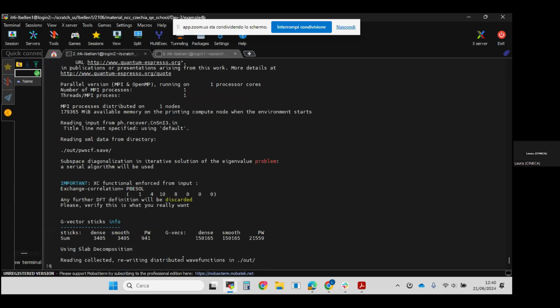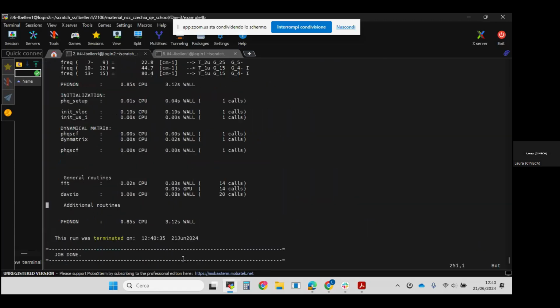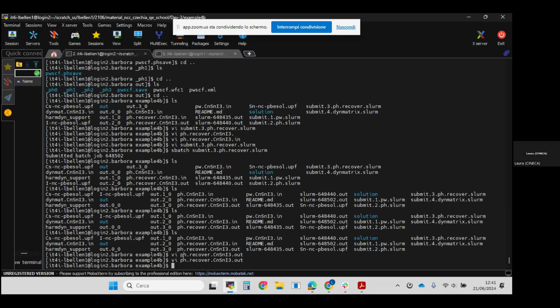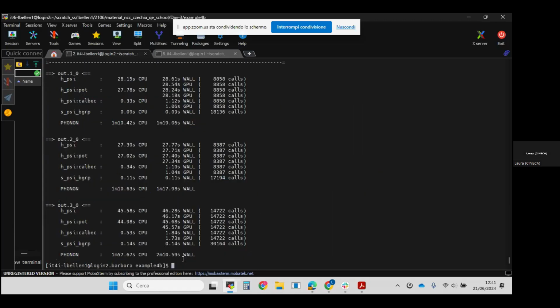Okay, it will take some time. Okay, it's very fast, and this step will actually diagonalize the dynamical matrix and compute the phonon frequencies. Then you can apply LO-TO splitting and the acoustic sum rule with the other executables. But keep in mind that when you distribute by images, you need to add this step, a recover run with one image only.